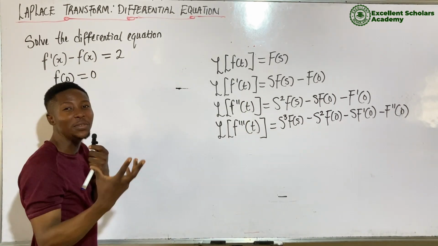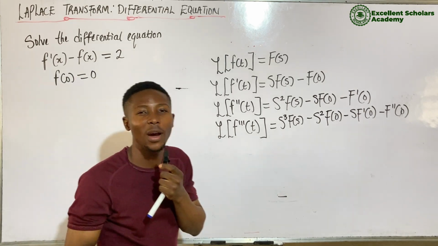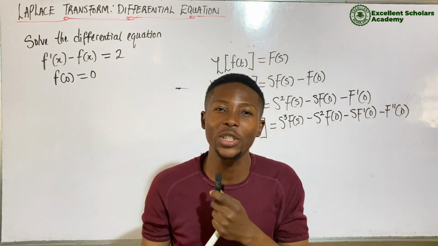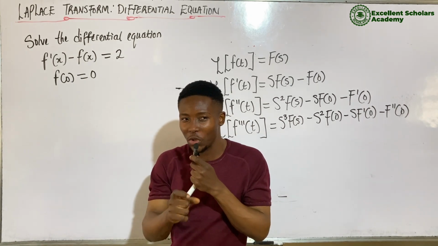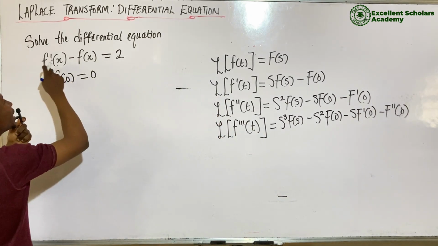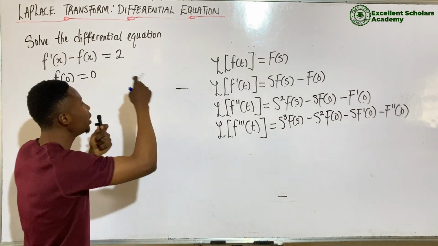Now let's solve this differential equation: f prime of x minus f of x is equal to 2. Of course, this is a first order differential equation, so we're going to solve it using Laplace transform. I'm going to take the Laplace transform of every single term in this differential equation.